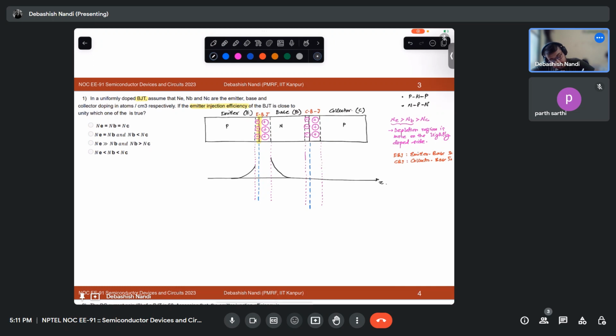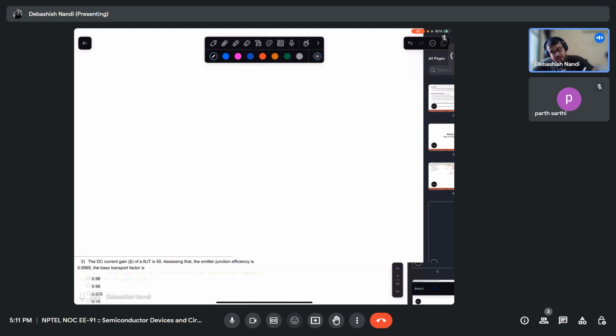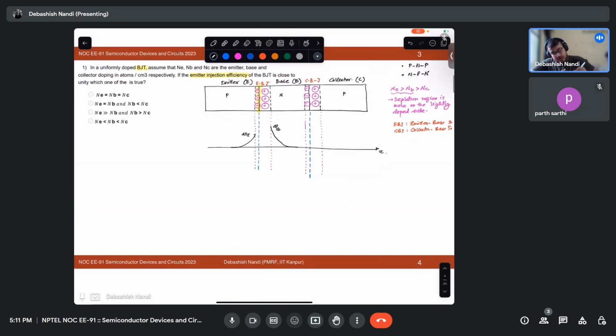Let's take it in this way. What will be the minority carrier? The minority carrier in the P side will be N. So at this point, let this level be delta N subscript E, and this will be delta P subscript B for C. Now let me add another page. Let us draw another diagram and extend these regions.